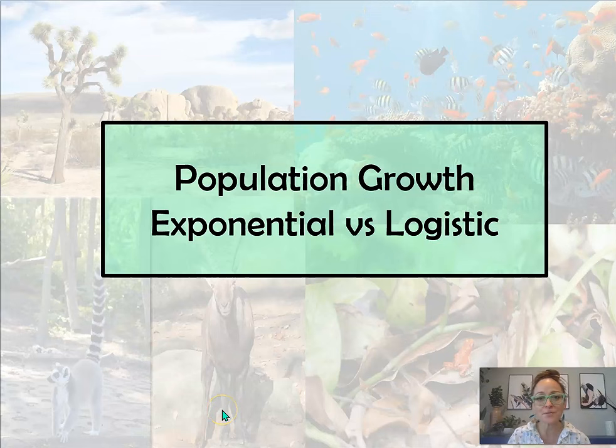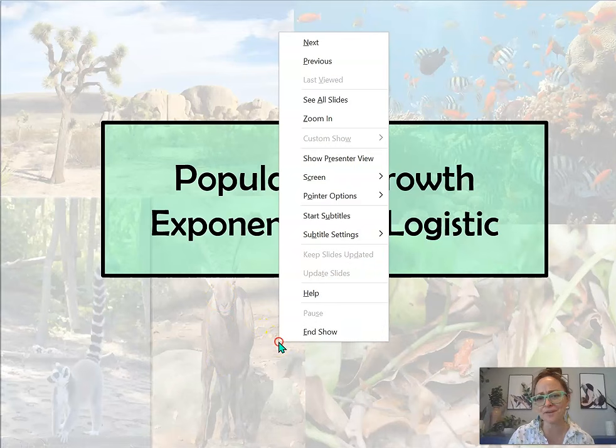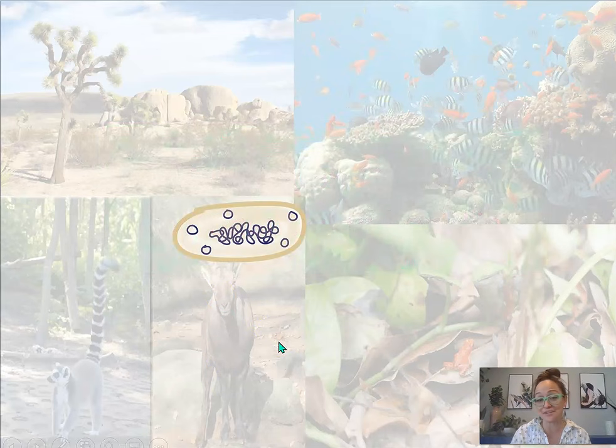So this video is for AP Bio, topic 8.3 and 8.4, talking primarily about population growth patterns such as exponential growth and logistic growth. Okay, so let's go ahead and first start off with an example of bacteria.